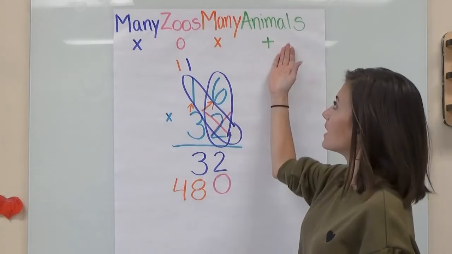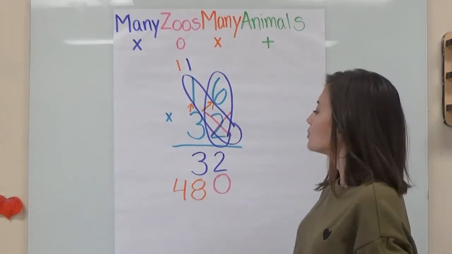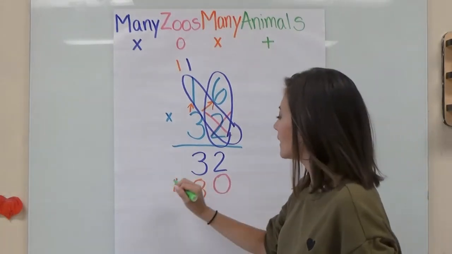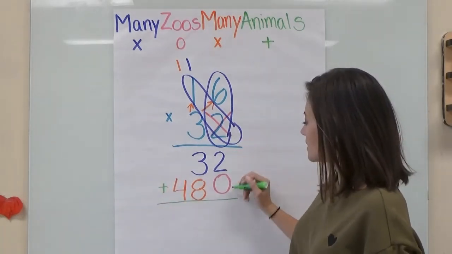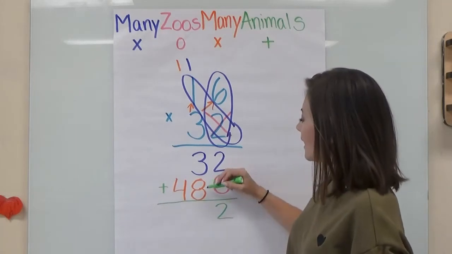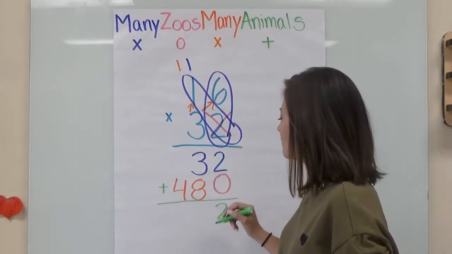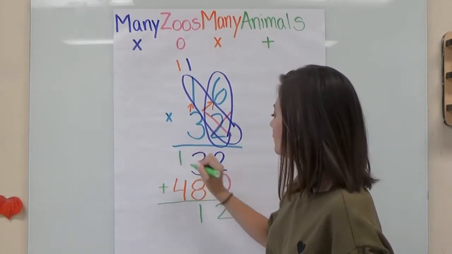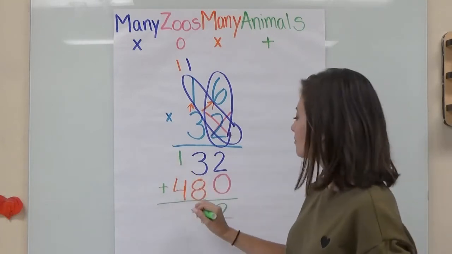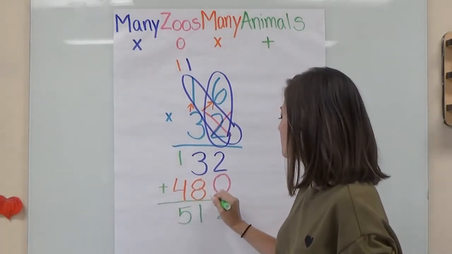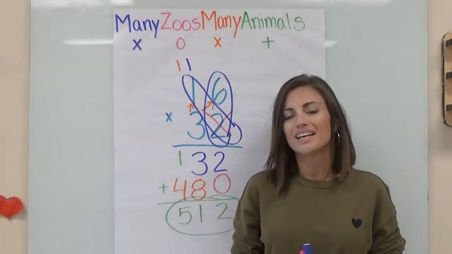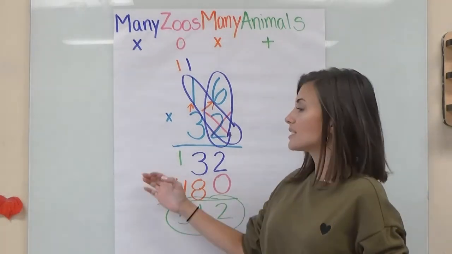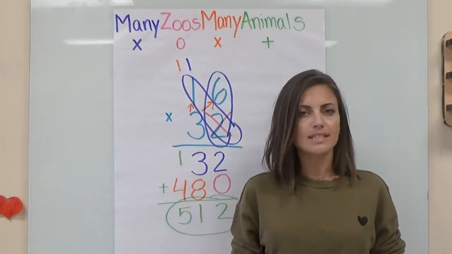My very final step is to add it up. So I'm going to add up all of my carefully lined up columns. 2 plus 0 is 2. 8 plus 3 is 11. Carry the 1. 4 plus 1 is 5. And my final answer is 512.